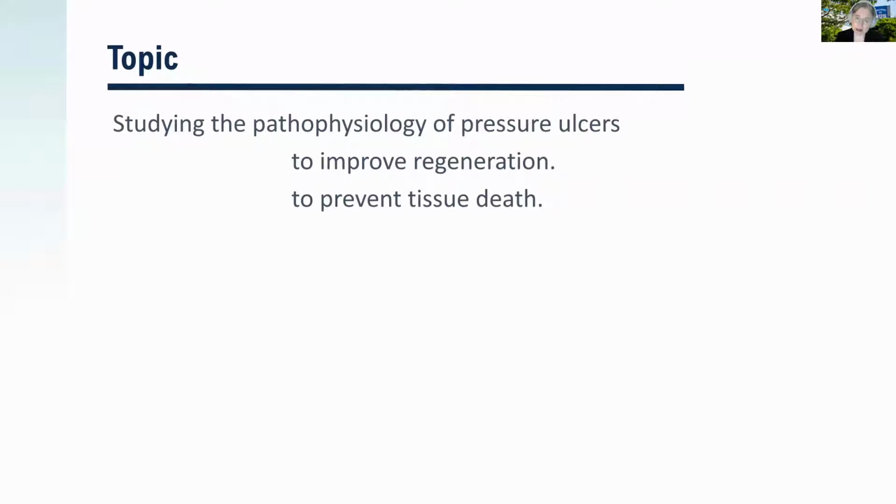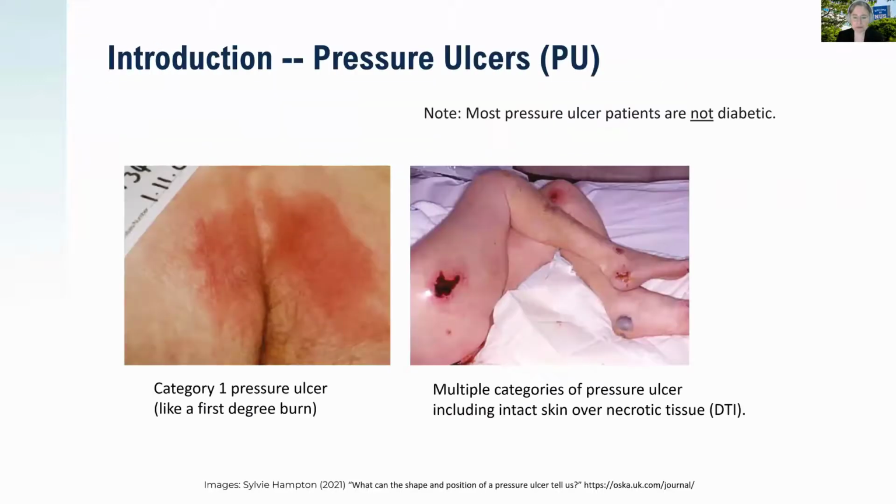Next is a slide that shows some human images of pressure ulcers. On one side is a category 1 pressure ulcer. That's really like a first-degree burn. It's just a non-blanchable erythema. Okay, that's called a category 1. In today's talk, I will not focus on the category 1s. I'm going to focus on the higher categories.